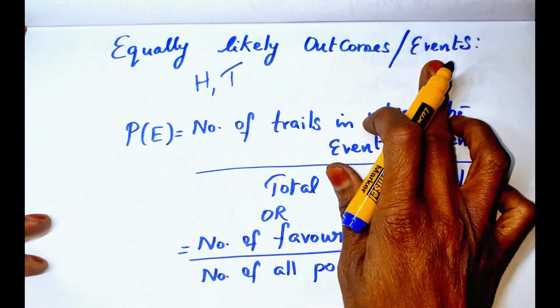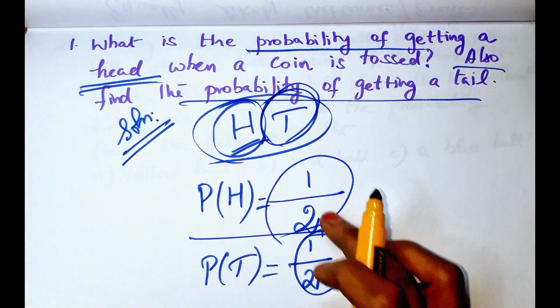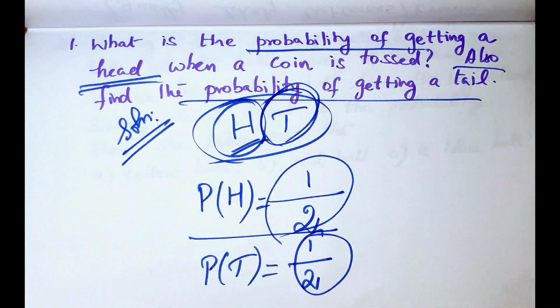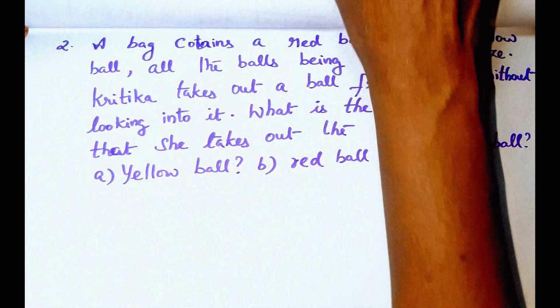We saw equally likely outcomes. This has the probability 1 by 2 and this has the probability 1 by 2. Both are equal and they are sharing equally, right? Such kinds of events are called equally likely outcomes or events.